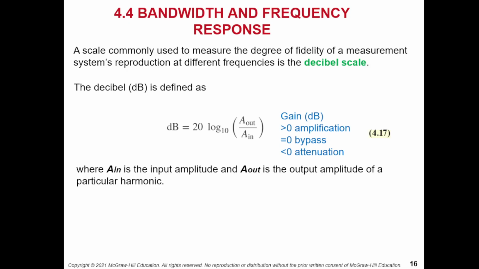So it becomes very clear: if the dB value is 0, that means bypass, input is equal to output. When it is larger than 0, this is amplification. When the dB value is less than 0, this is attenuation. And it becomes very simple.